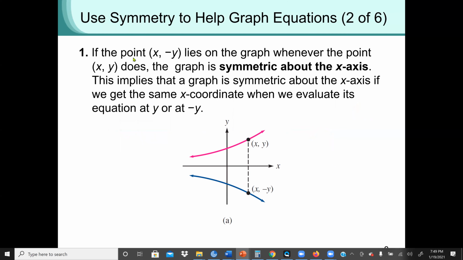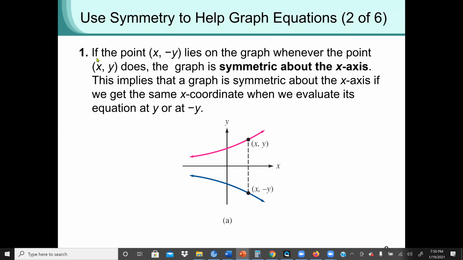So here they say if a point x and negative y, which is our blue section, the down point, lies on the graph whenever the point x, y does, then we say the graph is symmetric about the x-axis. We can say that a symmetry is like a mirror image. So when we look at the x-axis, we see the graph of red, the top graph and the down graph, they are the same. It's a mirror image. So we say they are symmetric. Symmetric means when we come to a center of something, the left side and the right side are the same. It's like a mirror image of each other.